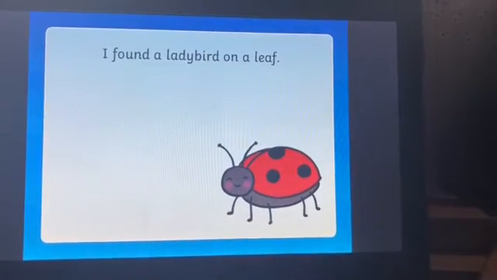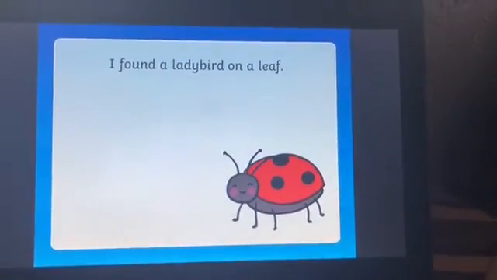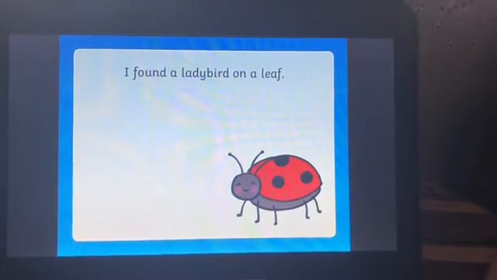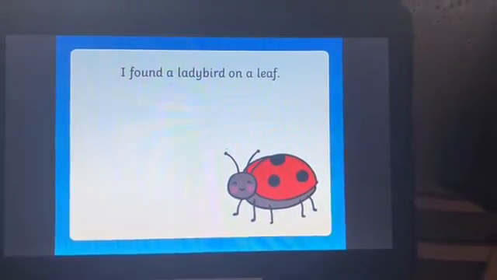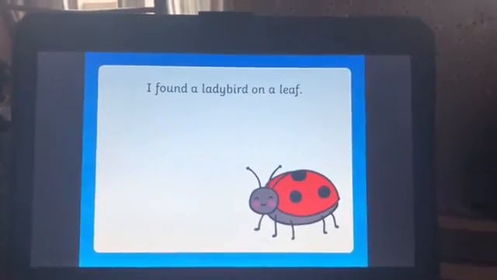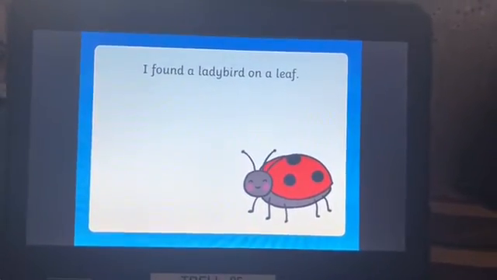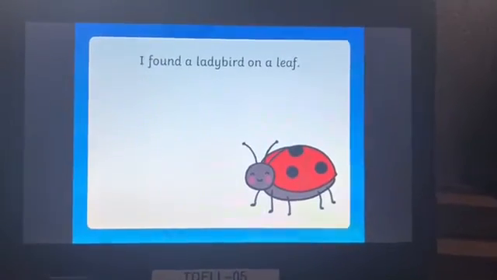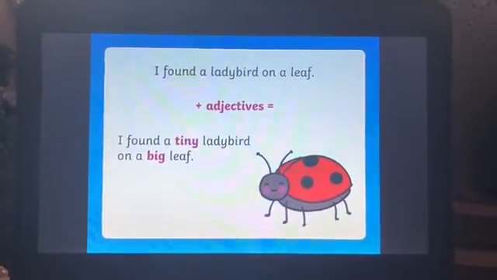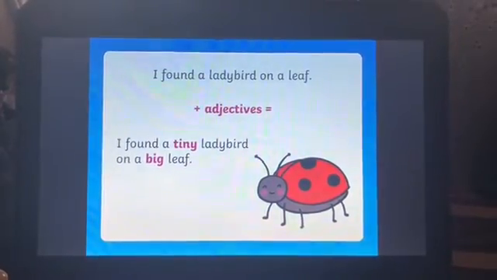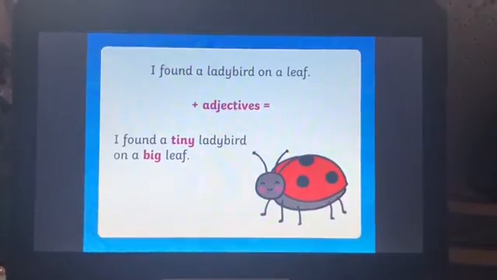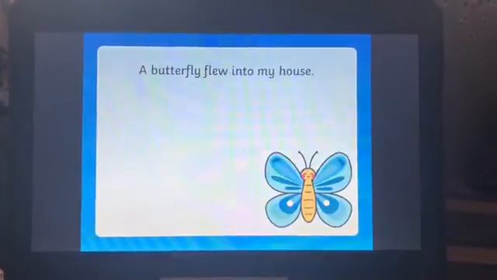I found a ladybird on a leaf. So I'm just going to give you a few seconds just to think about what could happen to that sentence if you added some adjectives. Okay, so let's add some adjectives and let's see what happens to that sentence. I found a tiny ladybird on a big leaf. Makes it a really interesting sentence.